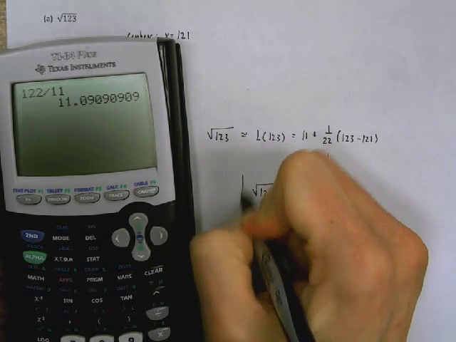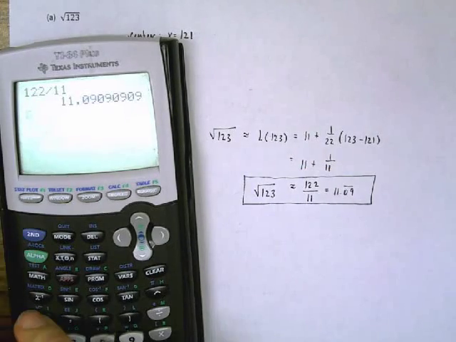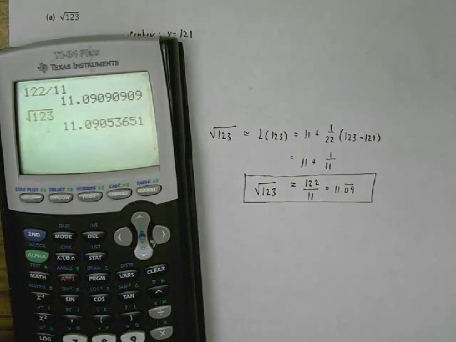Okay, so now that's our approximation. Now, we can check that. If we take the actual square root of 123, again, we come out very, very close, so we know our approximation is correct.